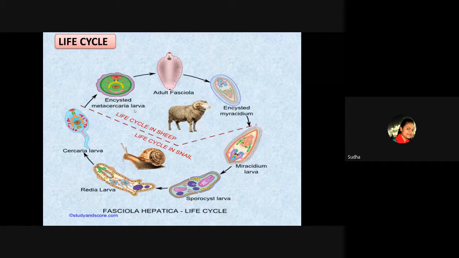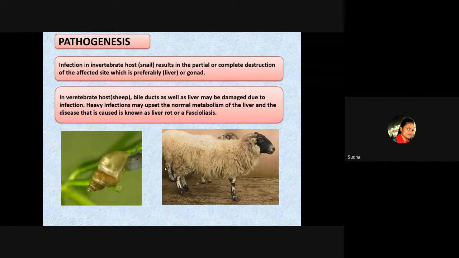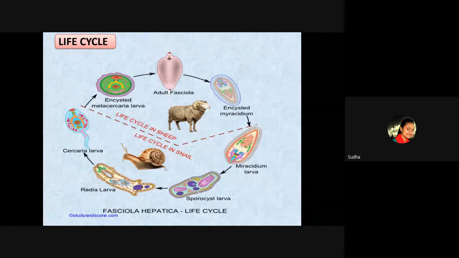This way the life cycle is completed both in sheep and in snail. Over here the definitive host is the sheep and the intermediate host is the snail. It is a bit complex, but you can still remember the different names, and I have tried to explain it to you in the easiest way possible. I hope you have understood it.